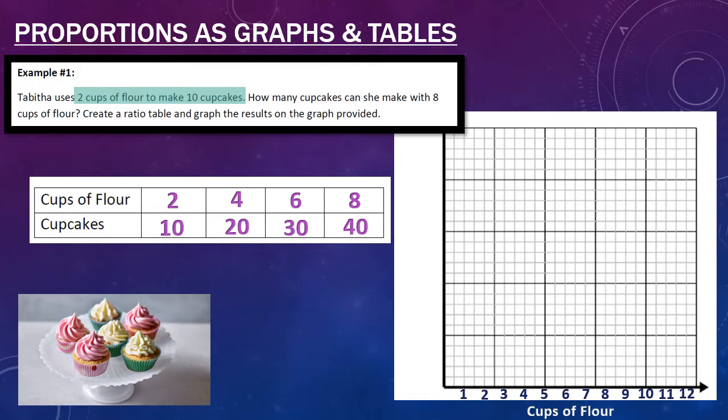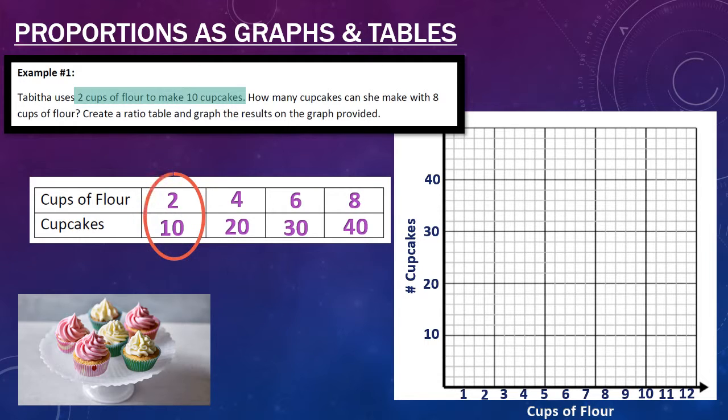And I'm going to label that as cups of flour because that's what my label is for my X's. And then I'm going to go ahead and label 10, 20, 30, 40 because I'm counting by 2s. And then those are my numbers of cupcakes.